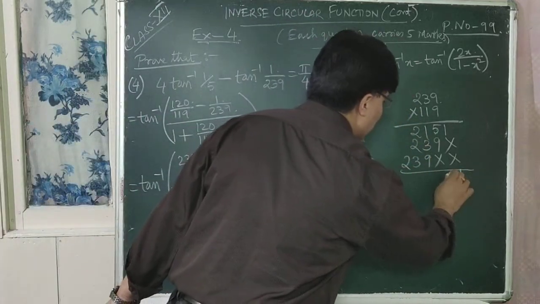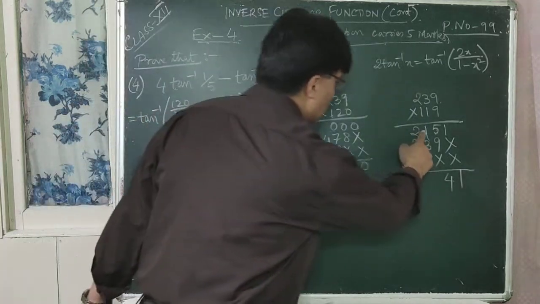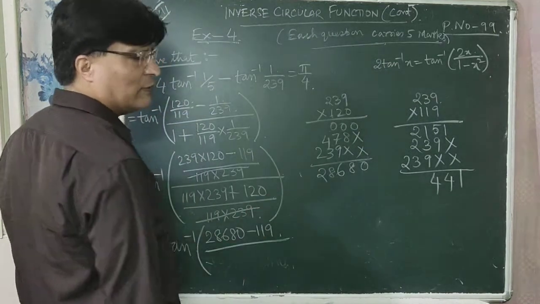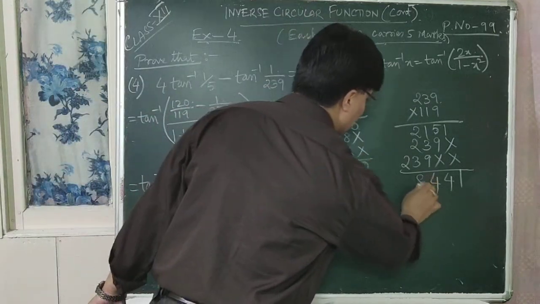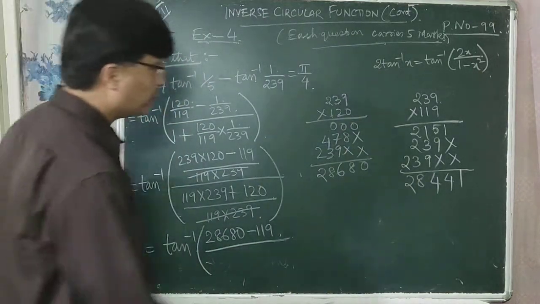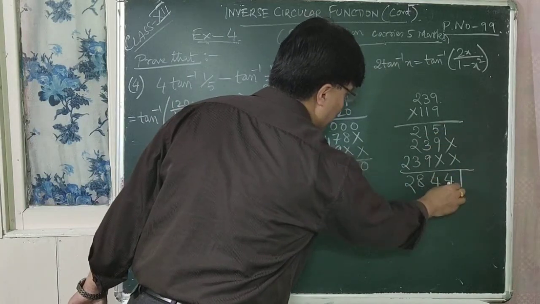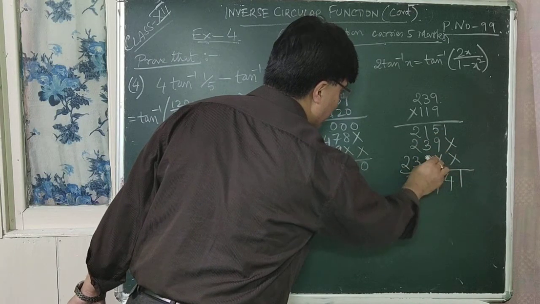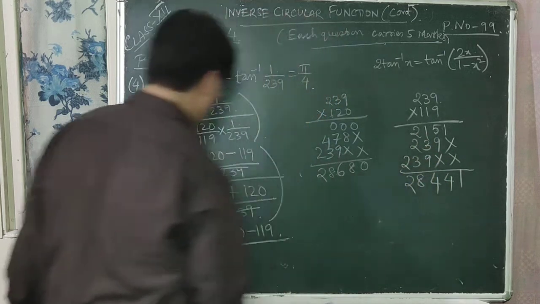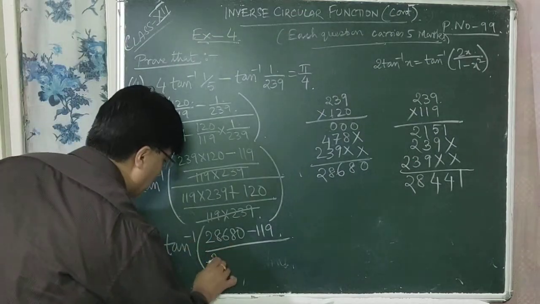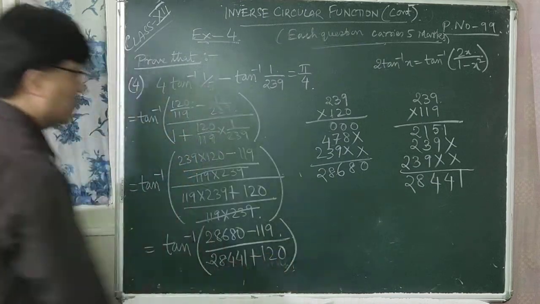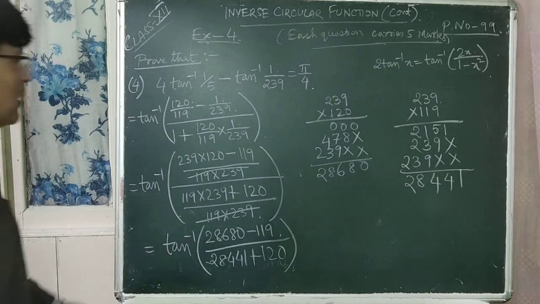So it is 1, 9 plus 5, 14, 4, 1, 2, 3 plus 2, 5, 5 plus 9, 14, 4, 1, 3 plus 2, 5 plus 3, 8, 2. Right? So it is 28,441. 28,441 plus 120. Is that clear to all of you?